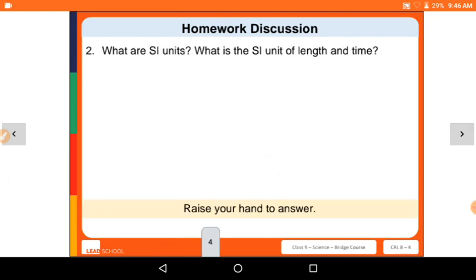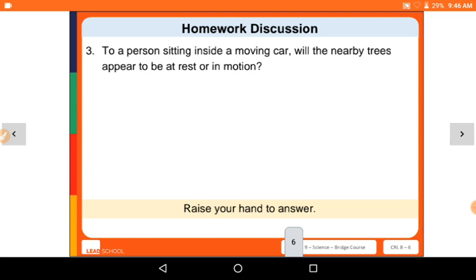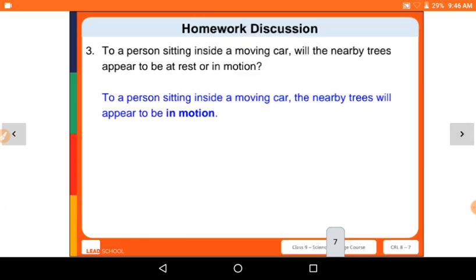What are SI units? What is the SI unit of length and time? The SI unit, or International System of Units, is a system which specifies the standard unit of measurement. This is to make sure that people all over the world get the same value when measuring the same object. So the SI unit of length is meter and the SI unit of time is second. To a person sitting inside a moving car, will the nearby trees appear to be at rest or in motion? To a person sitting inside a car, the nearby trees will appear to be in motion.